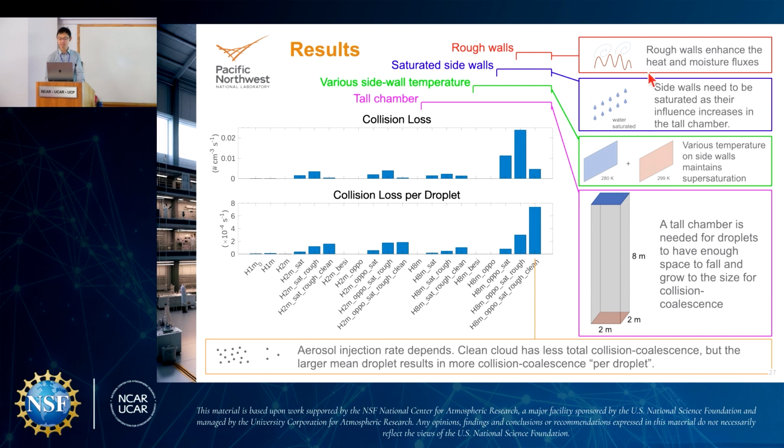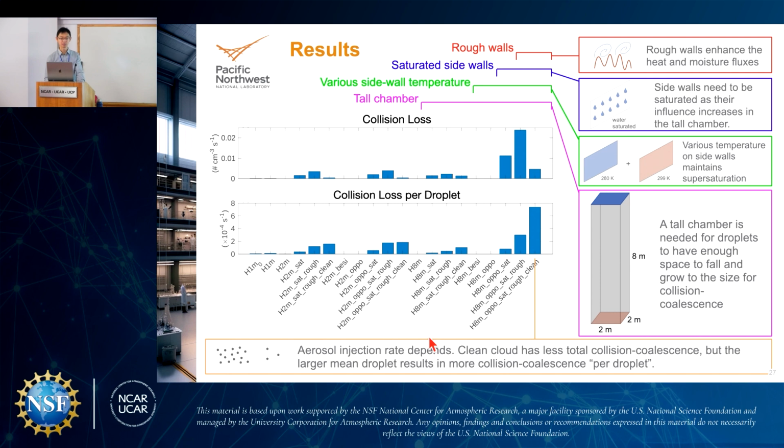And we also found that a rough wall helps. It can enhance the heat and moisture flux, especially the moisture flux. It supplies more moisture, more water into the chamber. So the total liquid water content is higher, and thus the total collision loss. For aerosol injection rate, it depends.